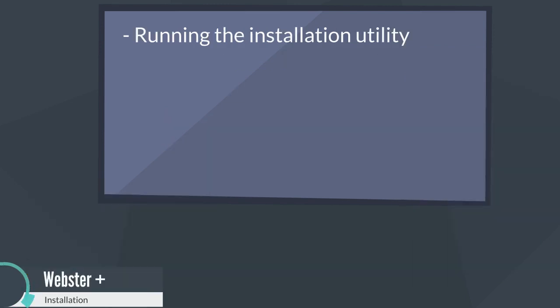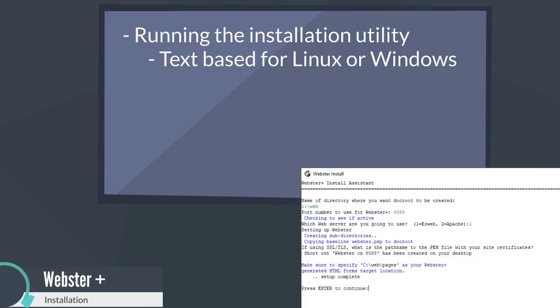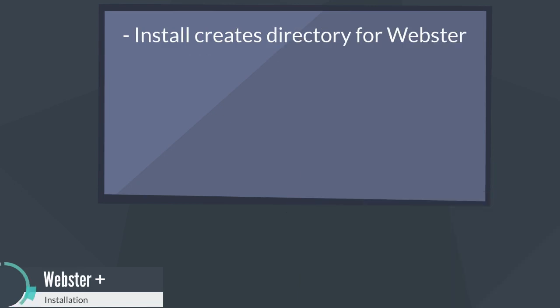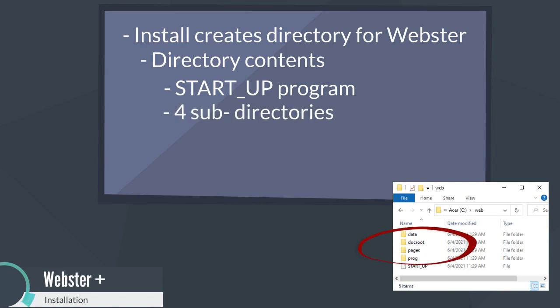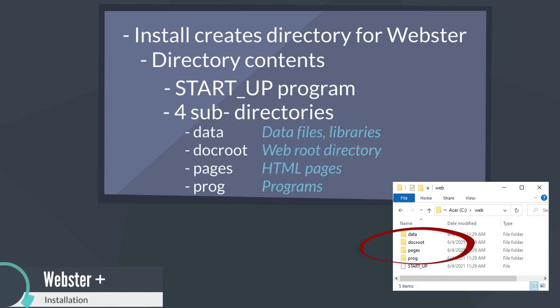The installation utility is a simple text-based program that requires the following information: directory in which to create Webster setup, port number to use, and which web server to use, EasyWeb or Apache. The install program will create a directory in which to run Webster. This directory will contain a startup program, used in development, and 4 subdirectories: data, docroot, pages, and prog.